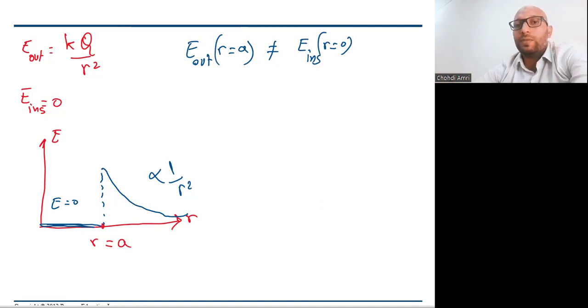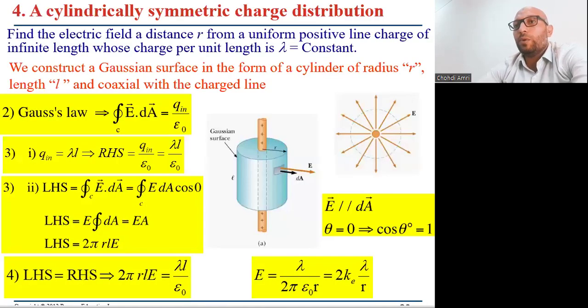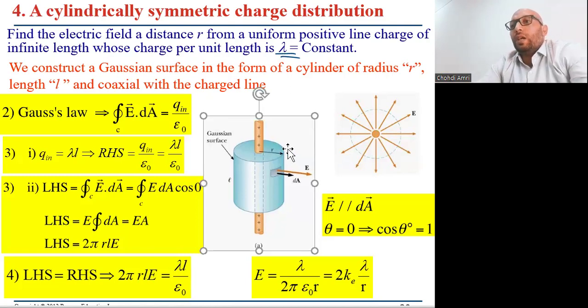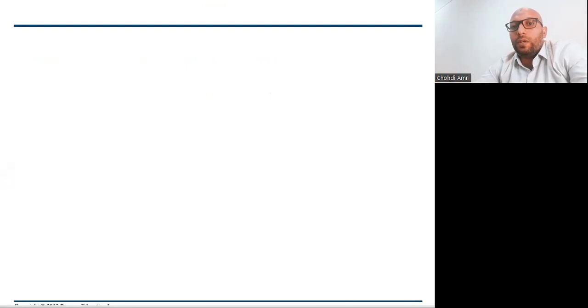Okay, you see it's very, very easy. Now we will discuss another example. This example says, find the electric field at a radius r from a uniform positive line charge of infinite length whose charge per unit length is lambda, and lambda in this case is constant. Now we are talking about the linear charge distribution. Let's take our figures.